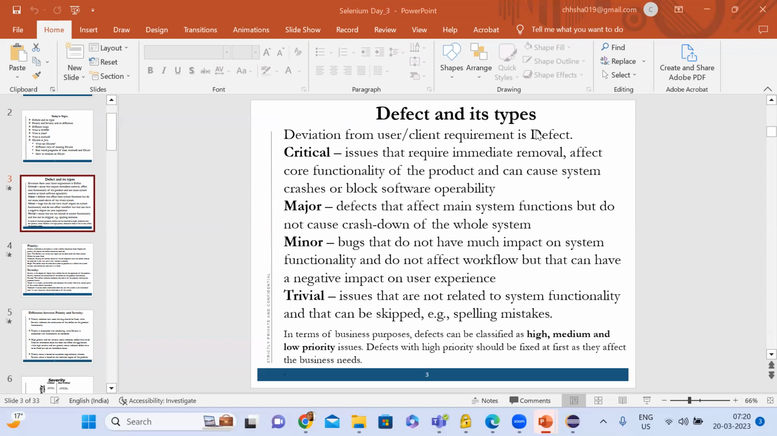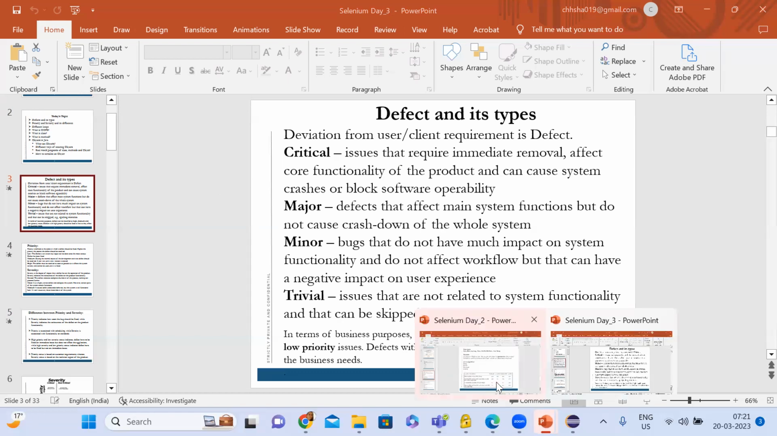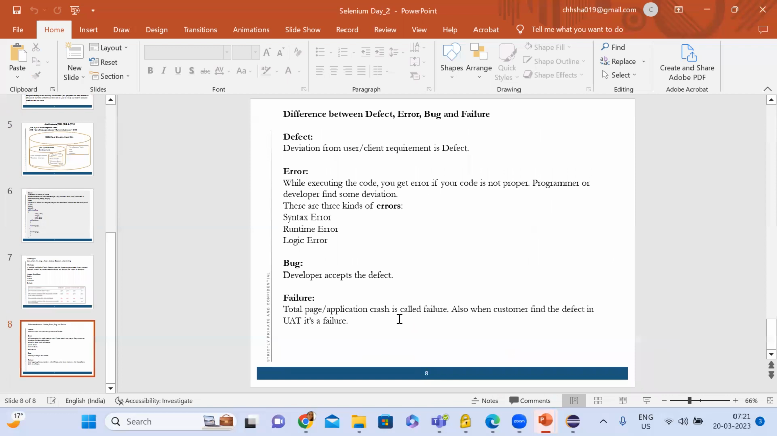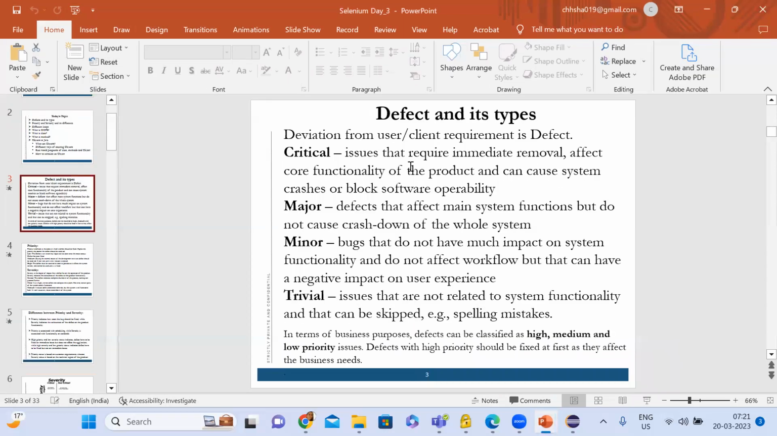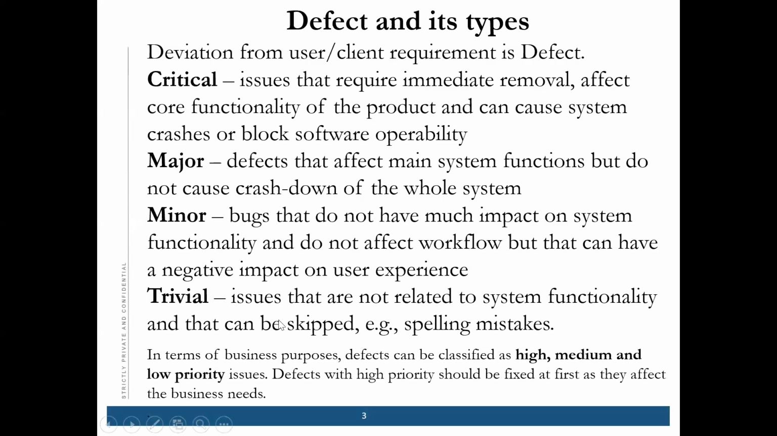So as we have seen, what are defects? There are types of defects also. We have just learned what a defect is. Can someone tell what a defect is? A deviation from the user requirements. Correct. So this is a defect, a deviation from the user requirement, where what we are doing is different. So a defect could be a critical one, a major one, minor, and trivial.